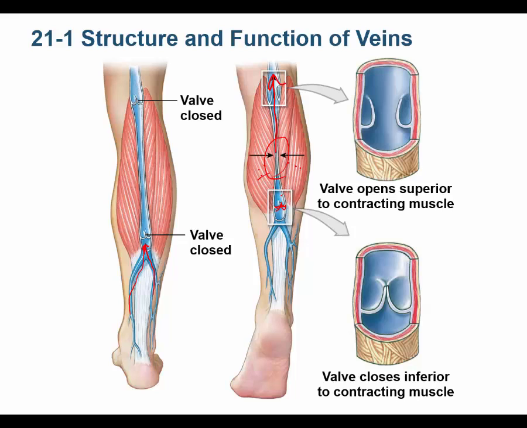Now this is why, with Starling's law of the heart, very well-conditioned athletes have a high end diastolic volume, because their muscles are so toned that they return blood to the heart very efficiently. And in between beats, their end diastolic volume is very high. So this is one of the functions of skeletal muscles in helping us return blood to the heart, venous blood to the heart.